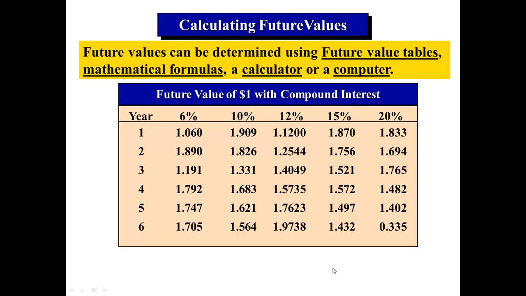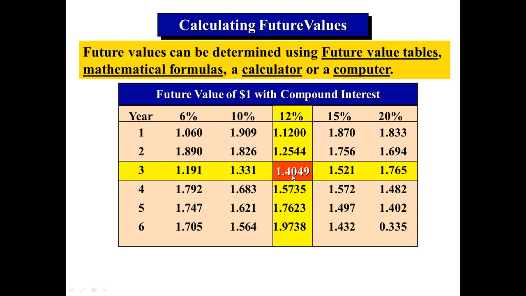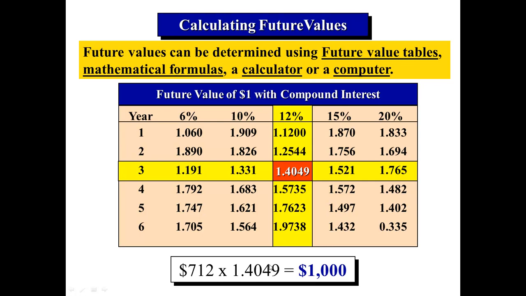Now, here's what we just did. We used these future value tables. We could have used some formulas, or a calculator, or gone to the computer and used a website, but we chose to do this. We looked at 3 periods and a 12% interest rate, and that was the table value we used. When you multiply $712, the amount we have now, by that table value, you get what the amount will be worth 3 periods from now at 12% interest, which is $1,000.